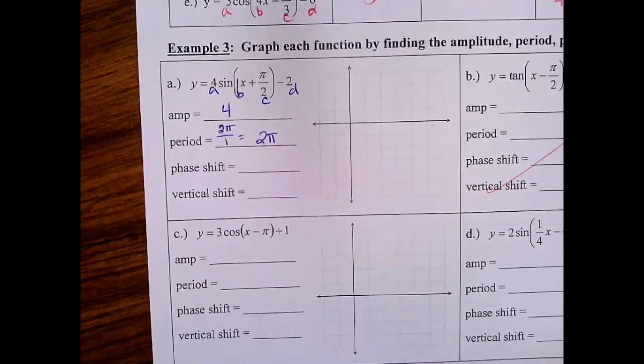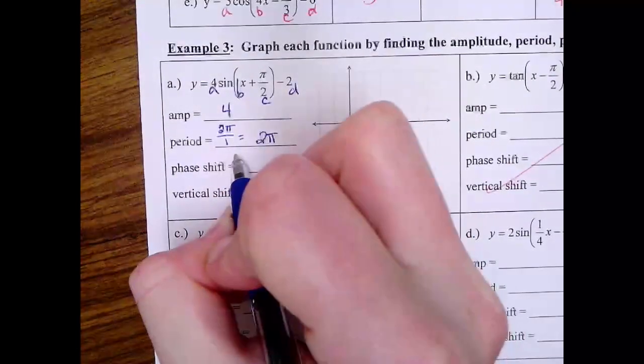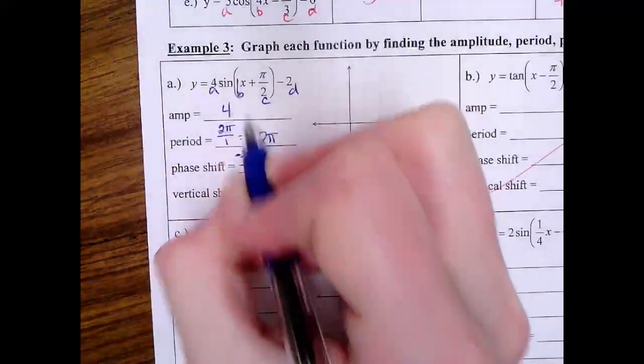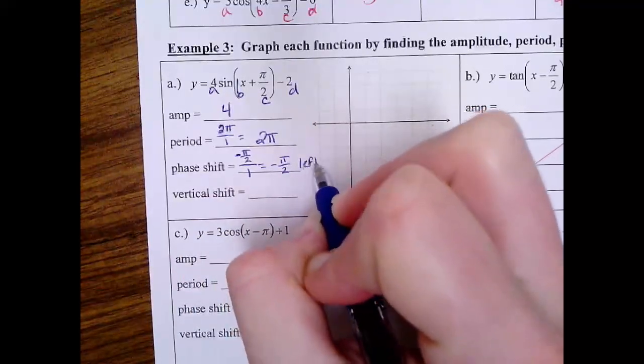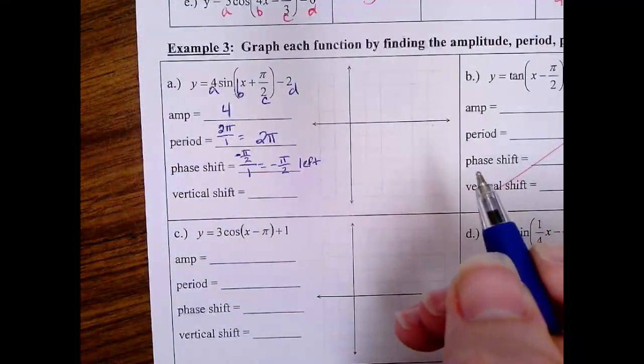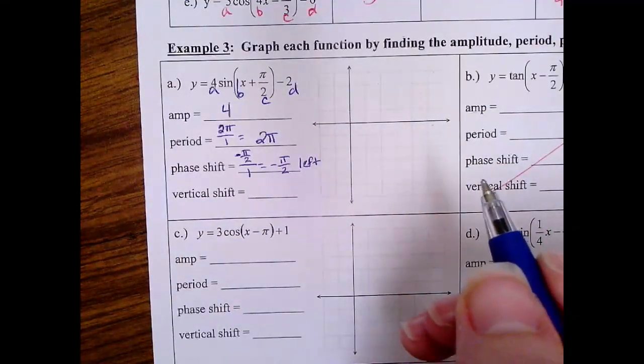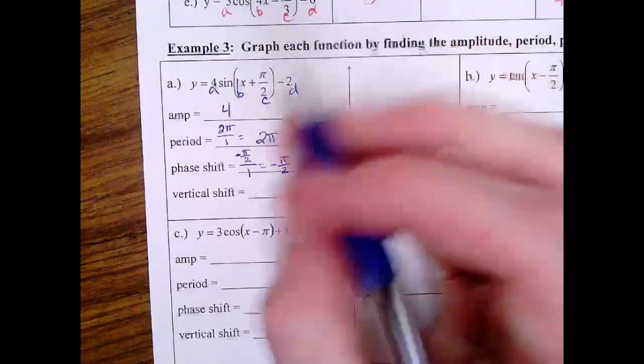All right, phase shift. So we take negative C, so negative pi over 2 divided by B, which is 1, so negative pi over 2. So that means we're moving left basically a half, or 1 space. And then vertical shift minus 2, we're going down 2.